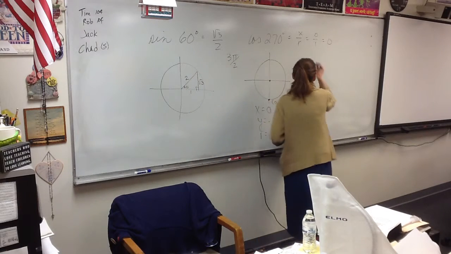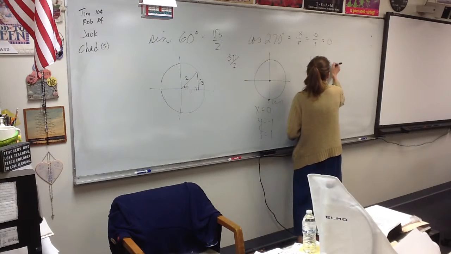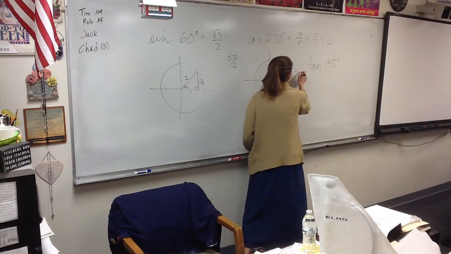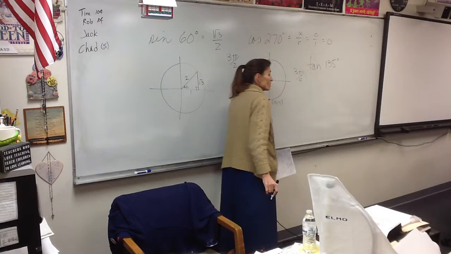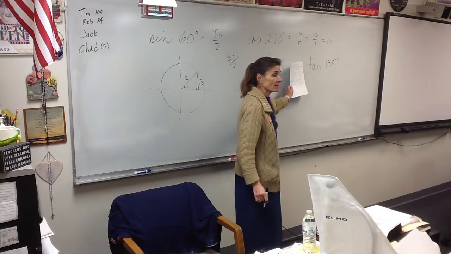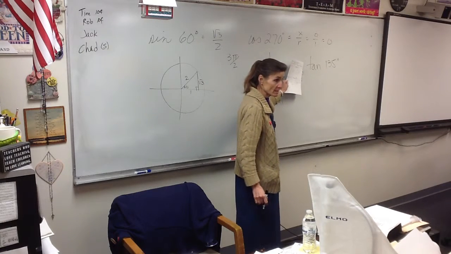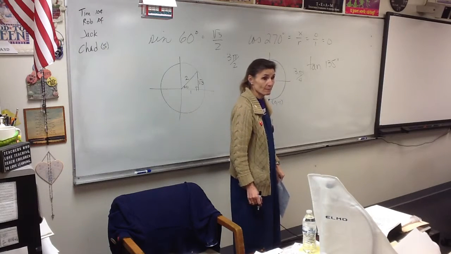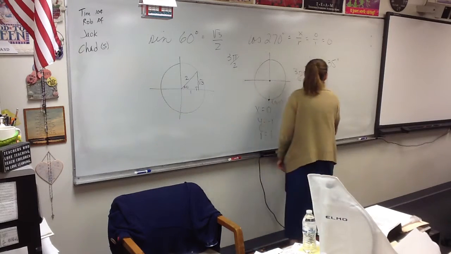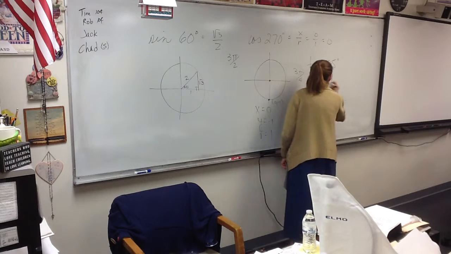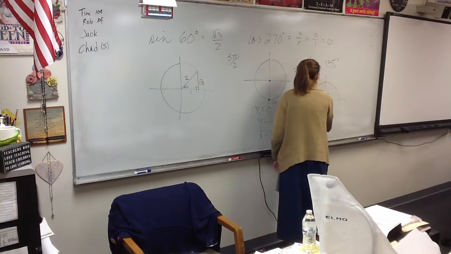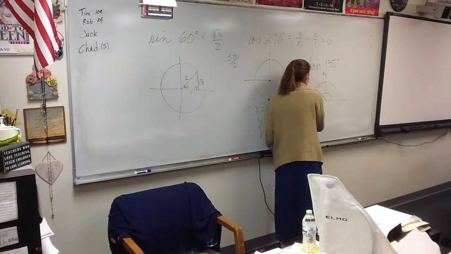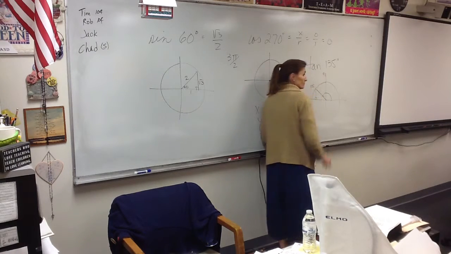Tangent, 3 pi over 4. That's the tangent of 135 degrees. Now again, how did I do that? 3 pi over 4, pi is 180, divided by 4 is 45, times 3 is 135. So I'm going to draw a 135-degree angle. How do I know it's over here? Well, it's bigger than 90 but less than 180, right?